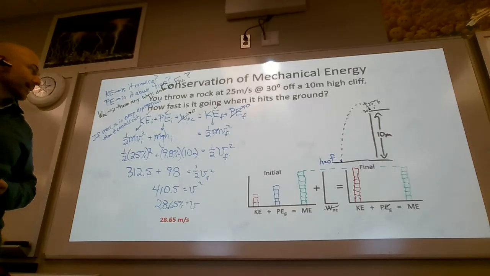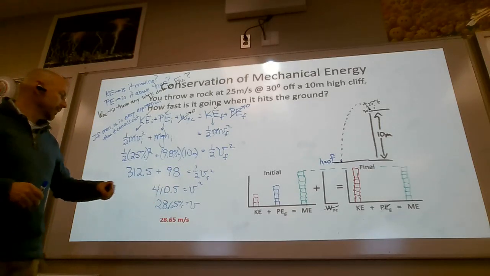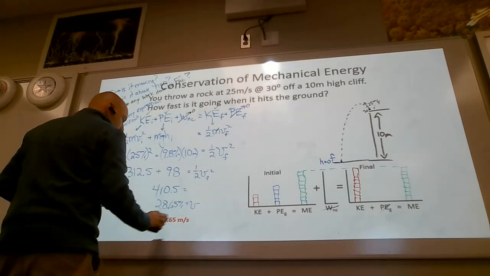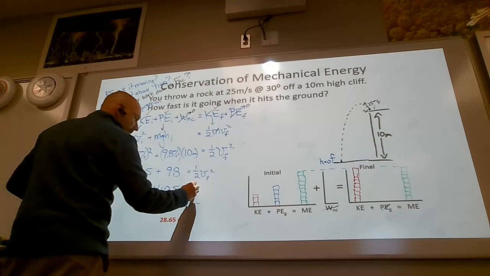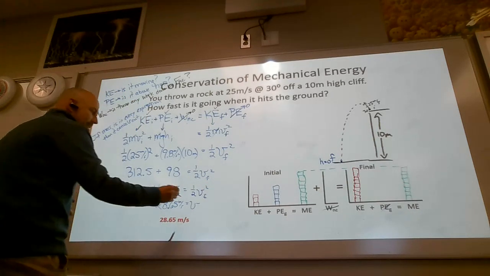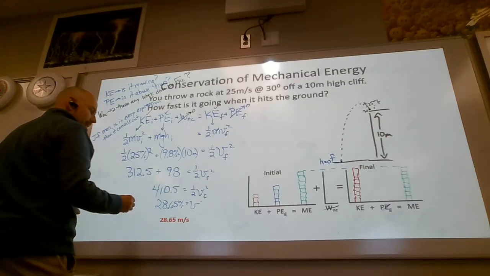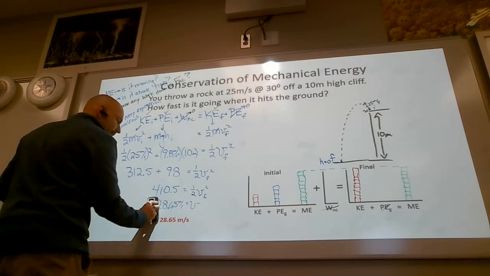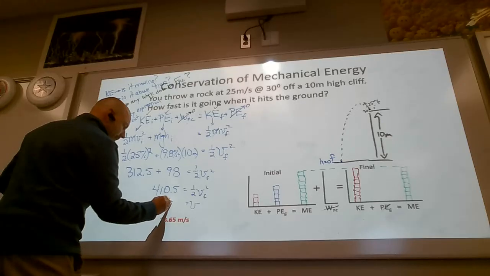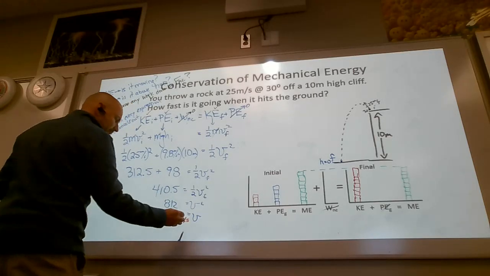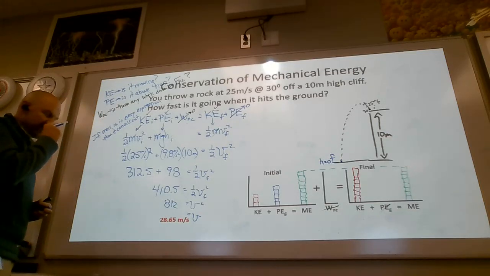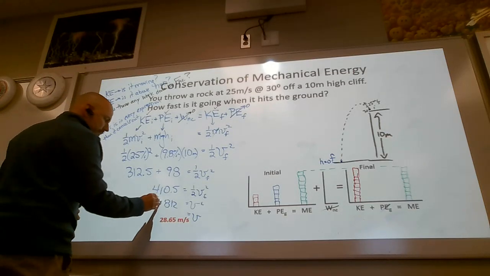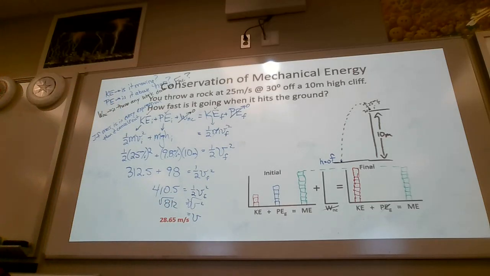Hold on. Is the 1/2 going to get used? I did. I multiplied it. Oh, sorry, I forgot to. So that. Yep. That's 821. Final speed is 28.65. Good catch.